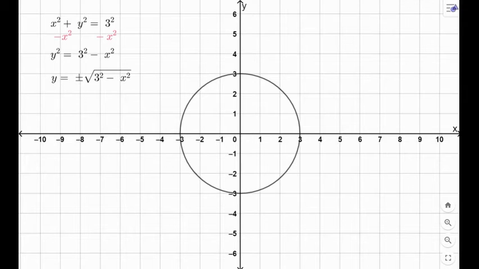So let's have a look at that. So the positive half of the semicircle is that part, and its formula is that y equals the square root of 3 squared minus x squared. For the bottom part of the semicircle, we have a very similar formula, except this time it's y equals the negative square root of 3 squared minus x squared.